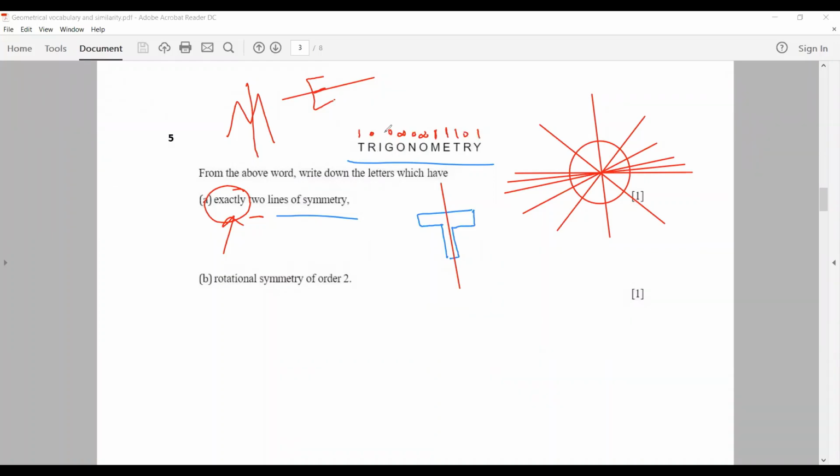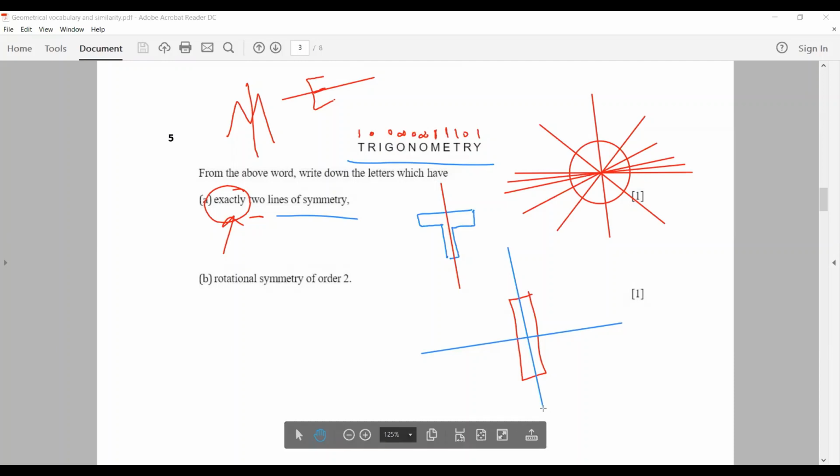So I, if I maximize I for you, you can actually draw two lines of symmetry for I. One is horizontal and one is vertical. So the answer is I.